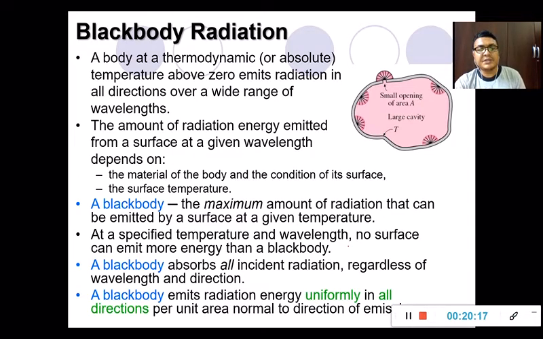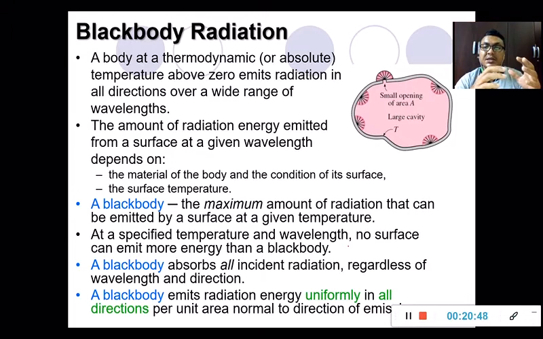A black body is the maximum amount of radiation that can be emitted by a surface at a specified temperature and wavelength. No surface can emit more energy than a black body, because the black body is the ideal case. A black body absorbs all incident radiation regardless of wavelength and direction. A black body emits radiation energy uniformly in all directions per unit area, normal to the direction of emission.